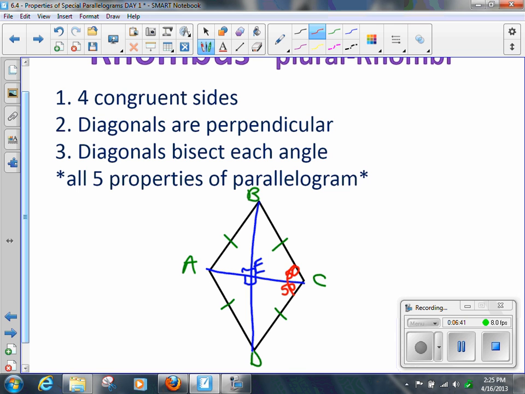Now, the diagonals are perpendicular, and the diagonals bisect each angle. Folks, what do you think is going to be true about AE and EC? They're going to be congruent because they bisect each other. I'll put DE is 8, and EB then would be what? 8. I'm just choosing random numbers, no significance at all, but I'm choosing values so you will see that those pieces are congruent to each other. Do you understand what I'm saying? Okay?